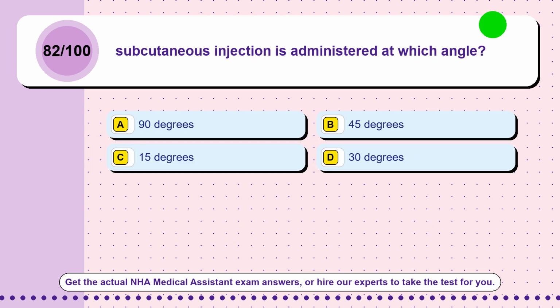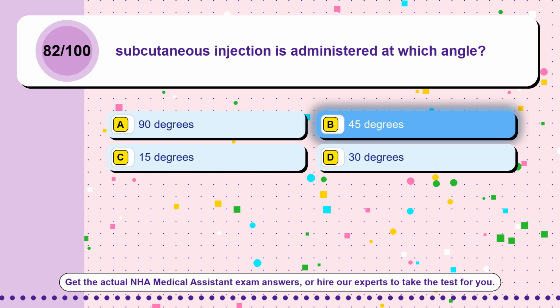Question 82. What is the function of sodium polyanethol sulfonate, SPS, inside a yellow top blood culture tube? Option A, to inhibit the growth of bacteria. Option B, to preserve glucose levels for bacterial metabolism. Option C, to aid in bacterial recovery by inhibiting complement and phagocytosis. Option D, to lyse red blood cells to release intracellular pathogens. The correct answer is option C, to aid in bacterial recovery by inhibiting complement and phagocytosis.